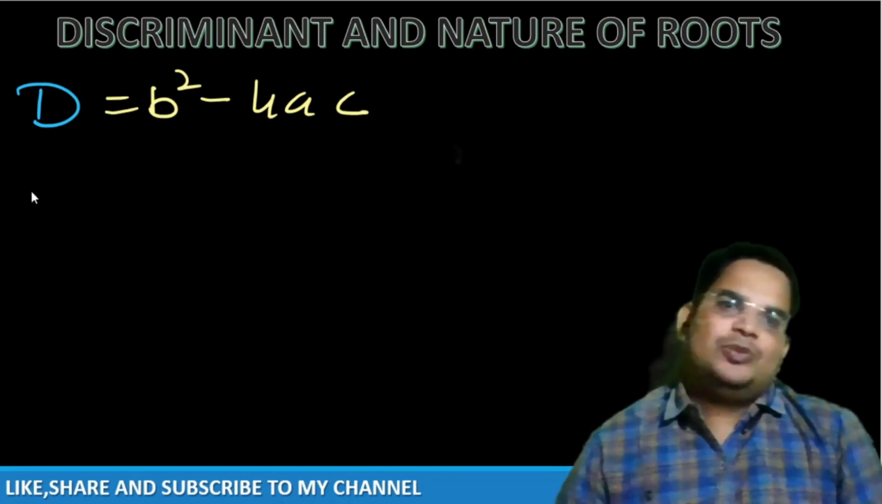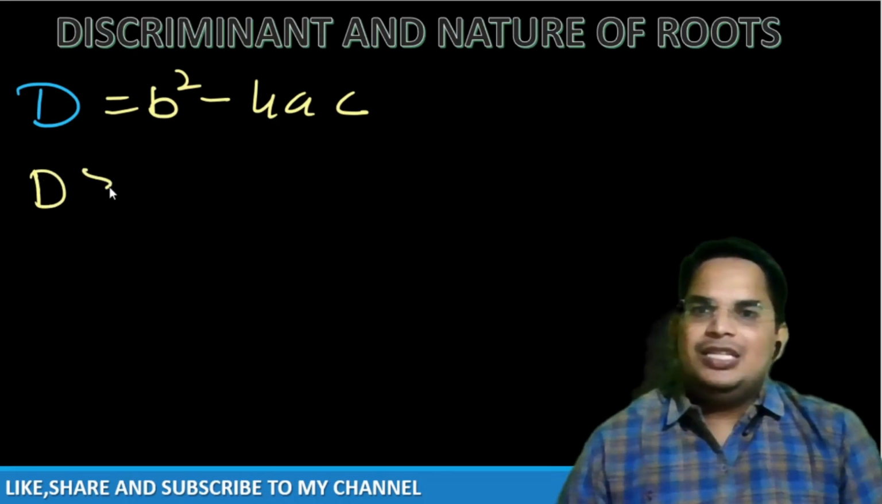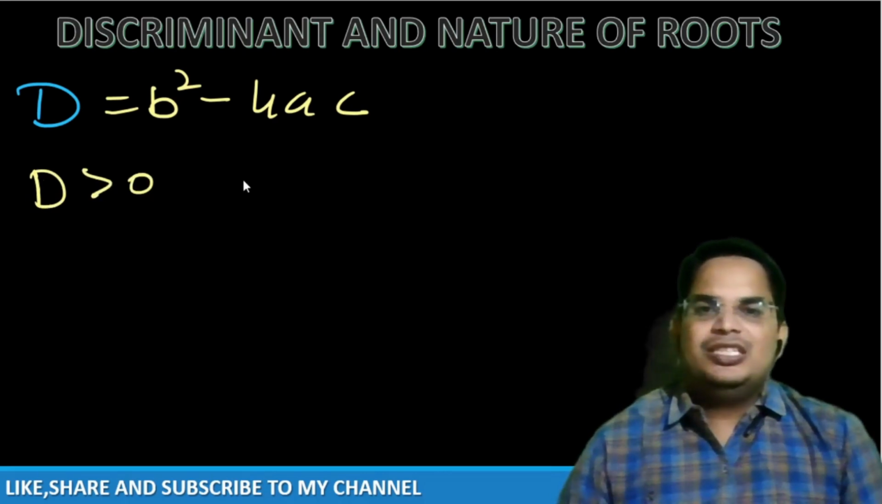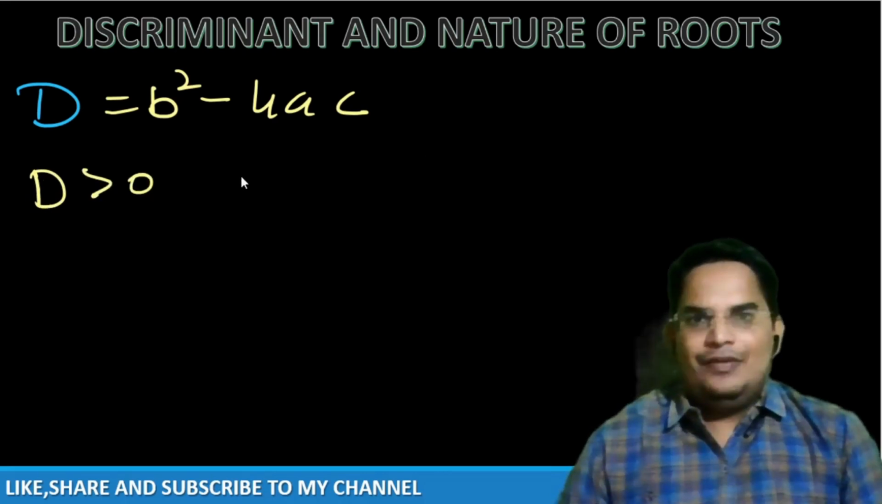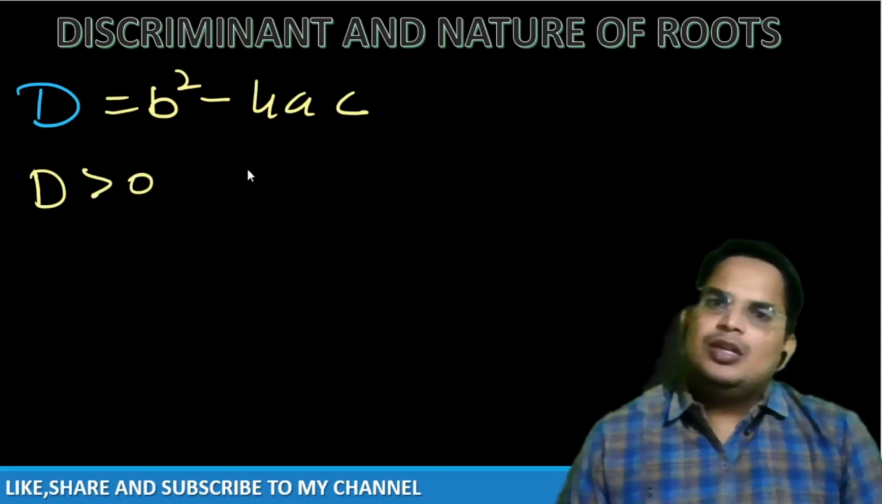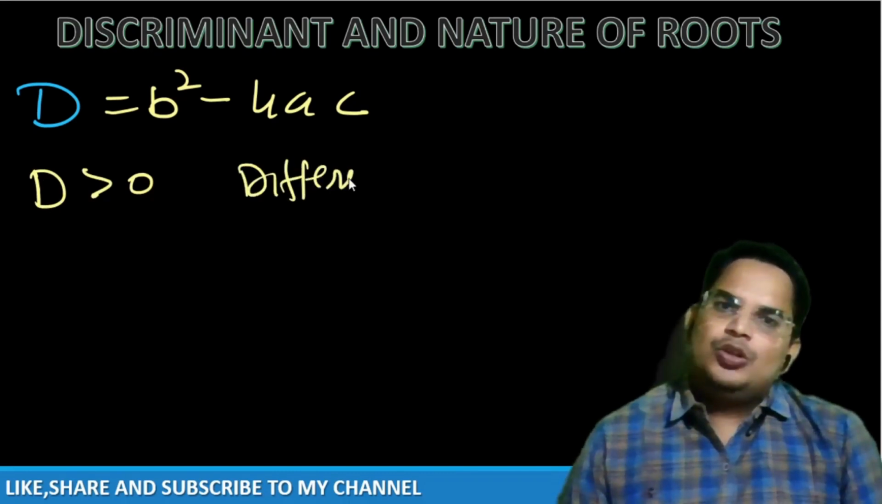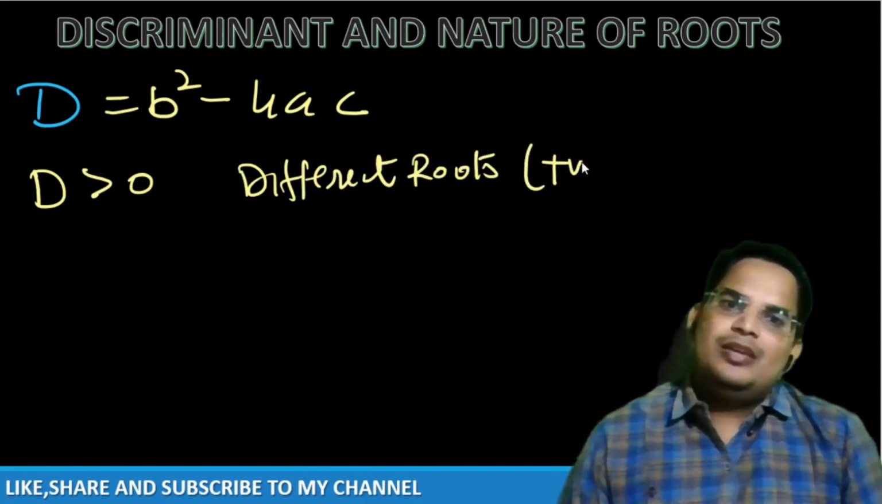So there are a few conditions of the discriminant. If the value of D is more than 0, you will say you will have two different roots, and the roots will be positive.